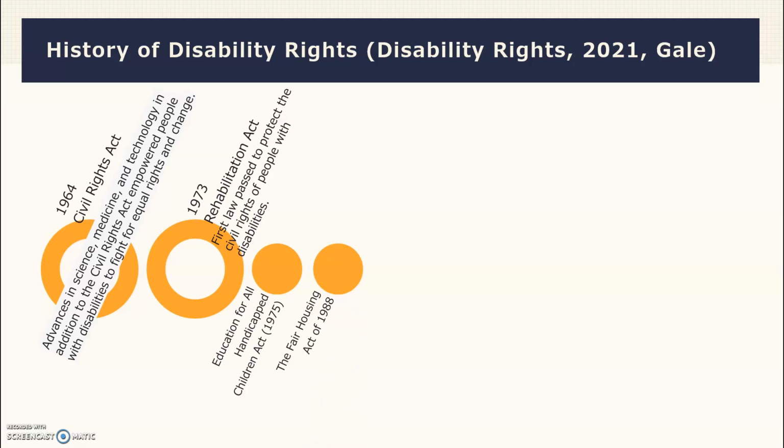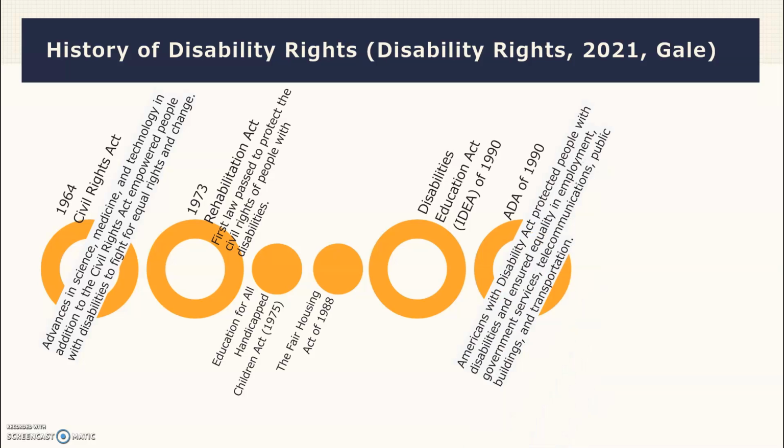The Fair Housing Act of 1988 prevented the discrimination of people with disabilities in housing sales, rentals, or financing. The Disabilities Education Act of 1990 ensured that students with disability are provided with free, appropriate public education that is tailored to their individual needs. The Americans with Disability Act of 1990, also known as ADA, protected people with disabilities and ensured equality in employment, government services, telecommunications, public buildings, and transportation. In 1993, we have the National Voter Registration Act, which ensured that people with disabilities were able to vote. The Telecommunication Act of 1996 required telecommunication products and services to be accessible to people with disabilities.